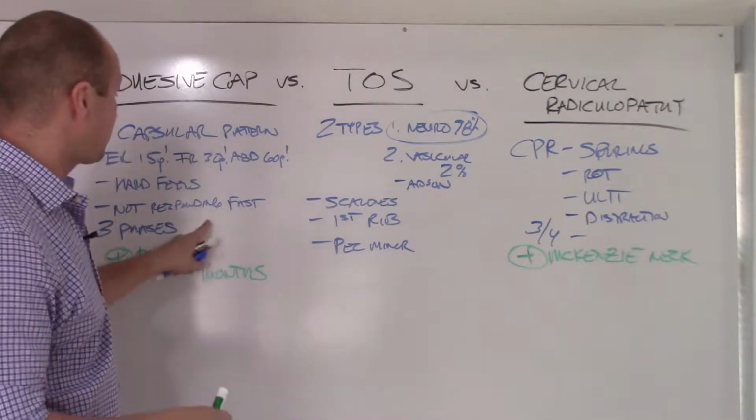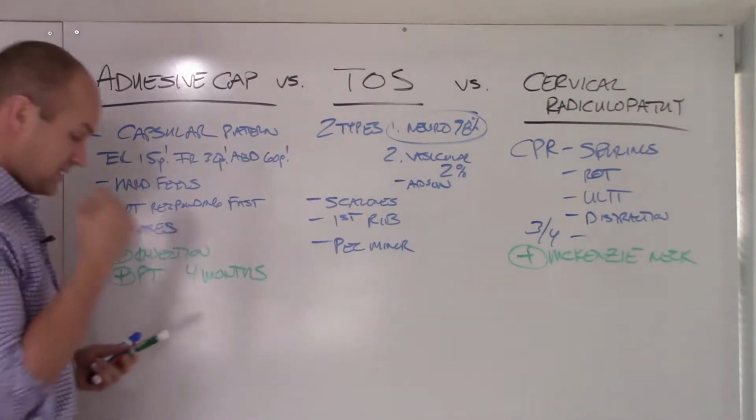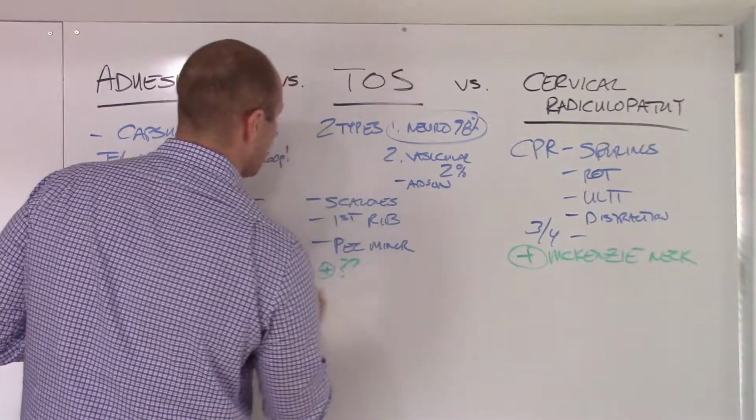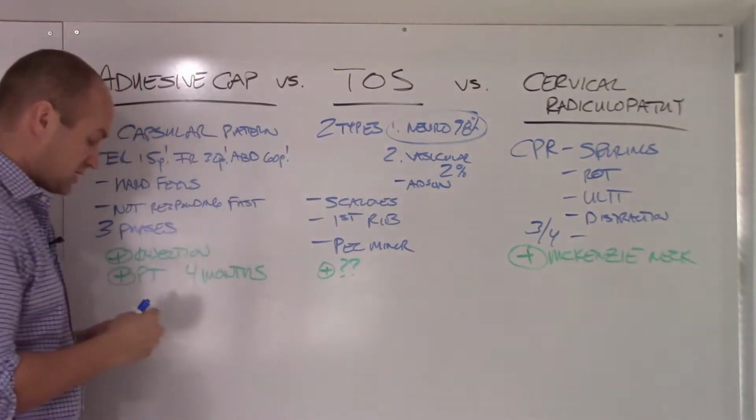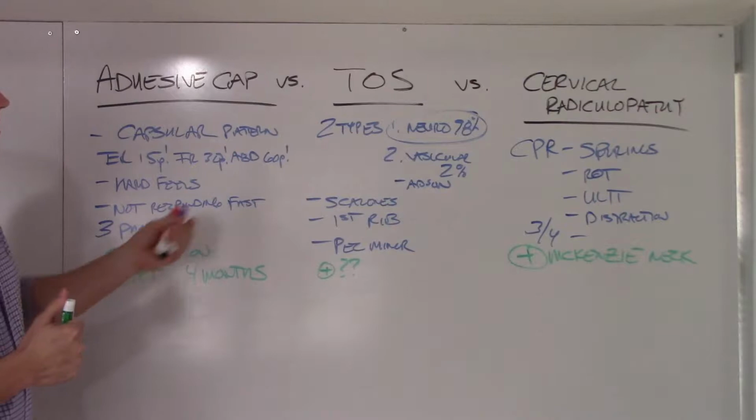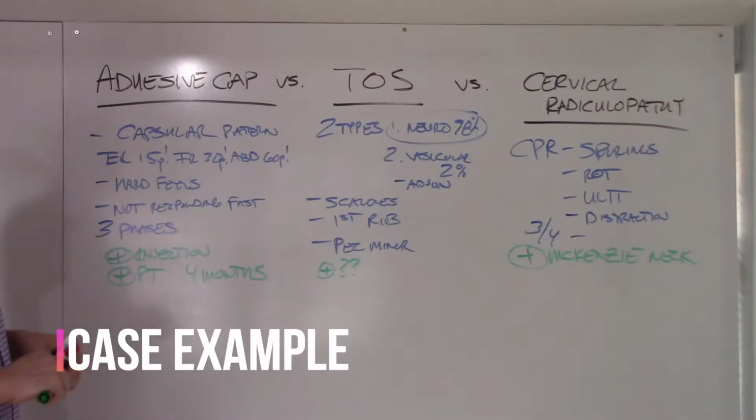But this is a long process with true frozen shoulder, okay? This is a question mark when it comes to treatment, okay? Especially for the neurogenic stuff, okay? So looking at some of these things here, let's go over a case example, okay?